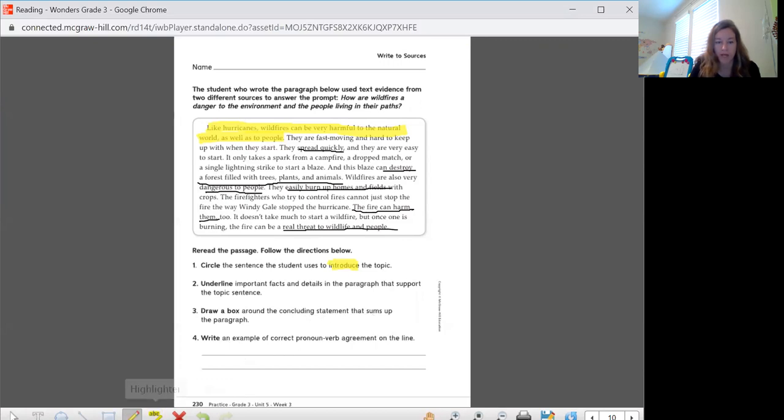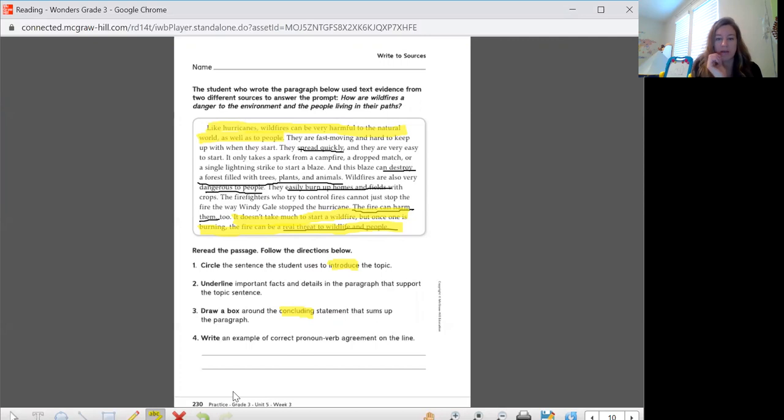So the word concluding, I'm going to go back to my highlighter for this. Concluding means when you're finishing something. So there I'm going to look at the last paragraph because that's often where the conclusion is. It doesn't take much to start a wildfire, but once one is burning, the fire can be a real threat to wildlife and people. Well, threat refers to something that's harmful. So I can see here in my final paragraph, the author has restated, kind of like when we talk in class about making that sandwich, their position from the beginning.